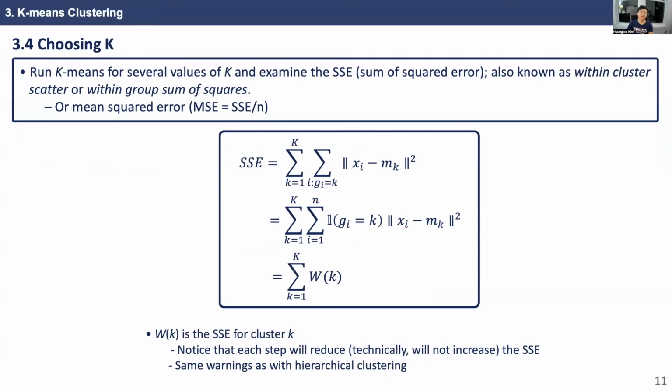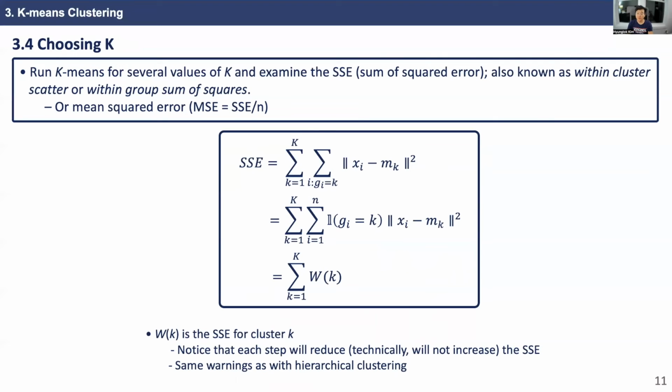In the 2 previous slides, we learned how to determine the number of iterations using MSE. Now, our next question is how many centroids or prototypes we should use, and the answer is quite simple. We can just run k-means for several values of k and examine the sum of squared error.